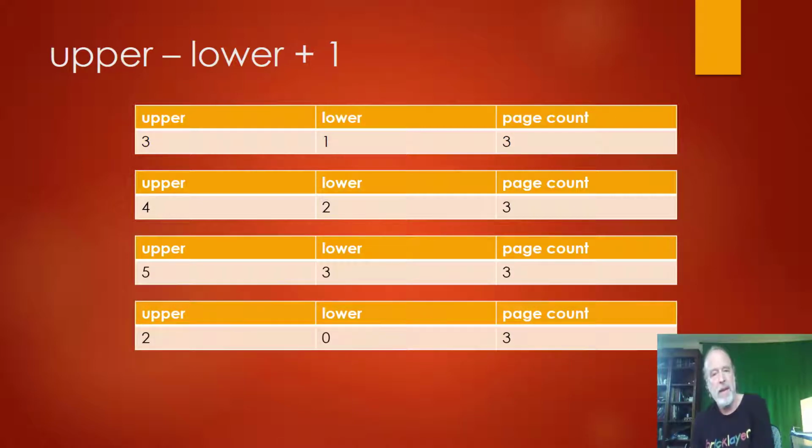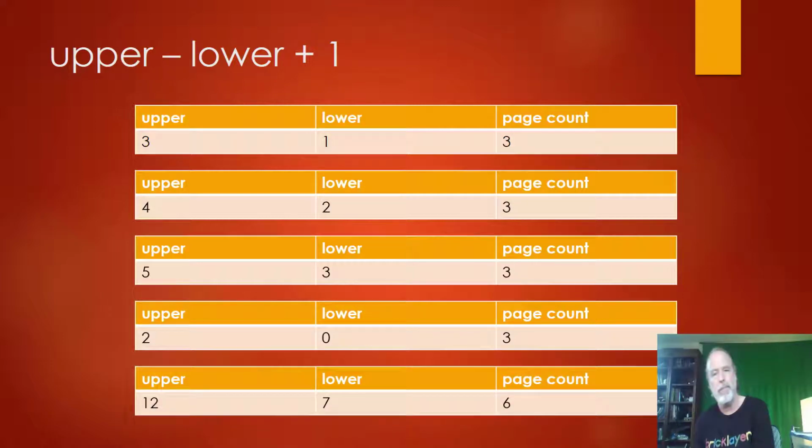Now, in Bricklayer, a lower number that shows up a lot is the origin, is 0. So the lower number is 0, the upper number is 2. How many cells or how many pages would you print in this case? And again, it's 3. And so for small numbers, you can always just count it out on your fingers if you want.